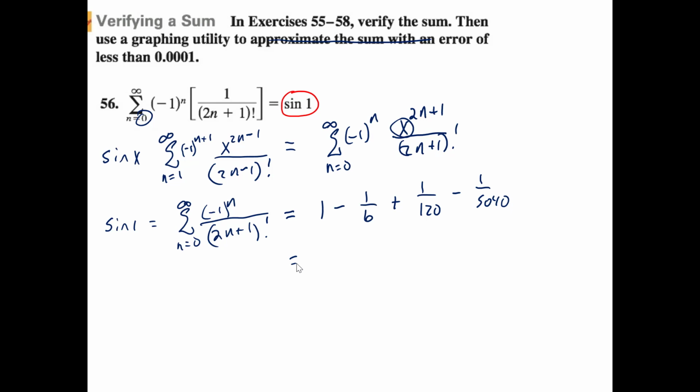And so then you can just punch that into the calculator. 1 minus 1/6 plus 1 over 120 minus 1 over 5040. And this gives us 0.8415.